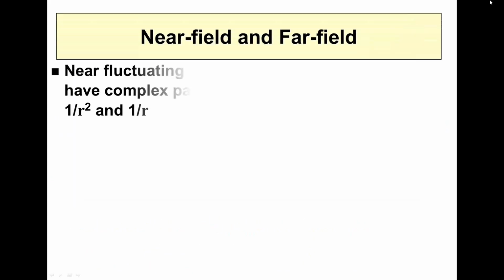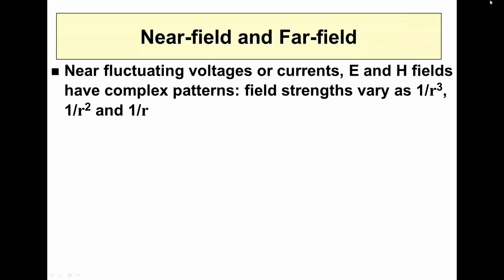I mentioned far field. We need to talk about that. Near to a fluctuating voltage or current in our circuits or on our metalwork, the electric and magnetic fields have complex field patterns. I could write the equations down for you, but all we would say is, well, look, there's a 1 over r cubed term, there's a 1 over r squared term, there's a 1 over r term.